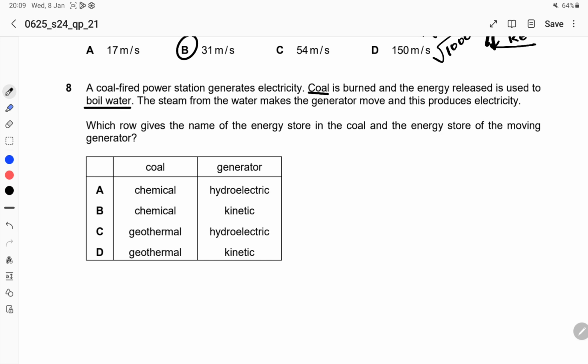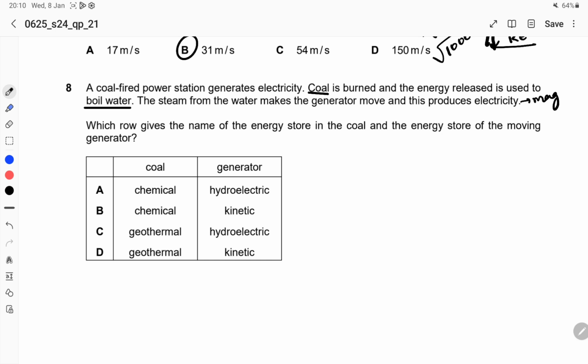Another MCQ that they can ask you is, which of these power stations produce energy by boiling water? Okay, very common question, 2015 to 2017, you can check. Now, the steam from the water makes the generator move and this produces electricity. This is what you kids have studied in magnetism, that there is a coil which is rotating.